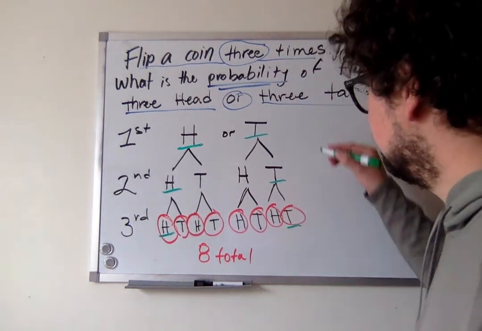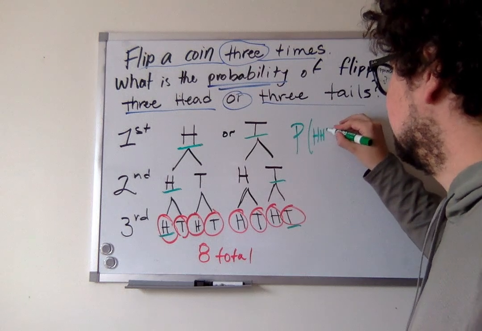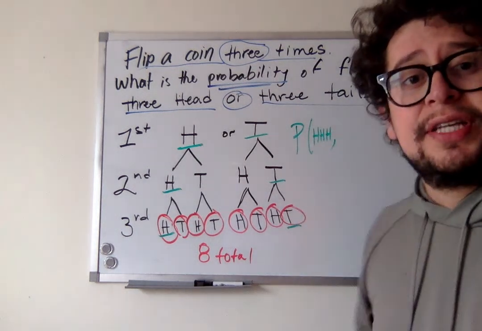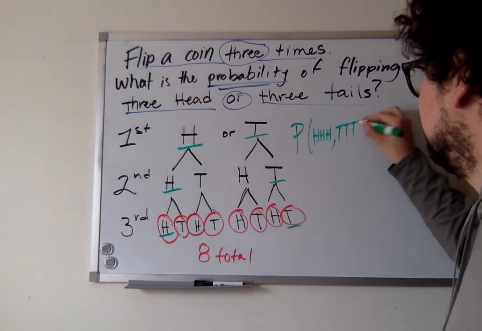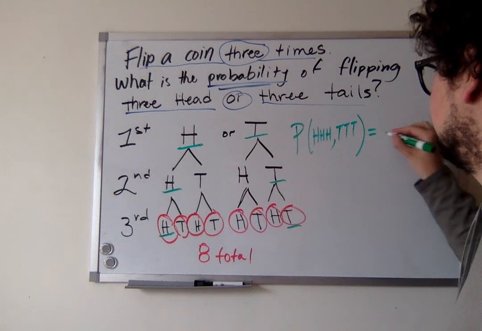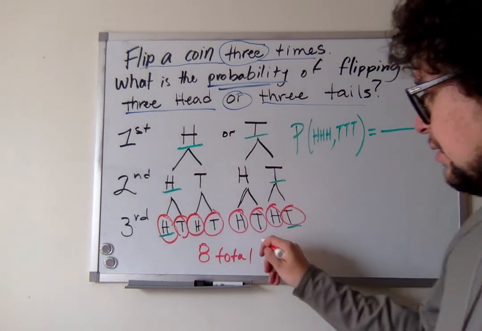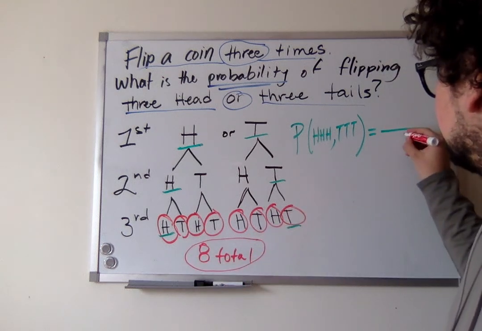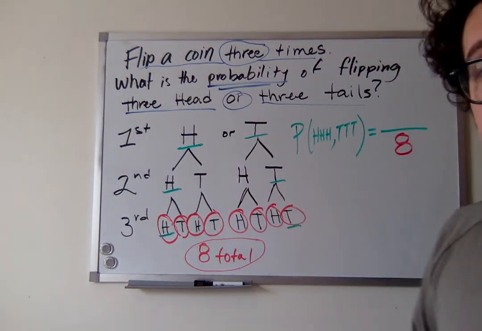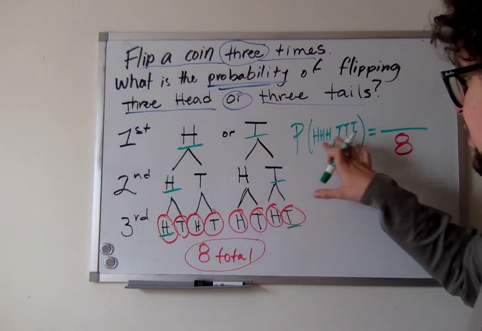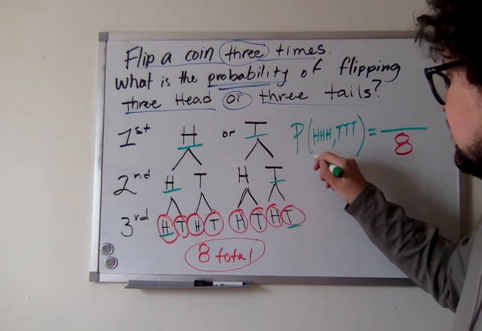Okay? So a way of writing this out, I could say probability of heads, heads, heads, a comma separates my event in my parentheses, tails, tails, tails. Equals. Well, what's my total? My total is right here. It's 8. So I'm going to put 8 on the bottom because I want to describe my probability as a fraction. And then I want to look at how many events I have in here. I have 1, 2. I have 2 events.